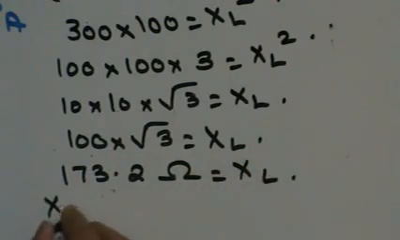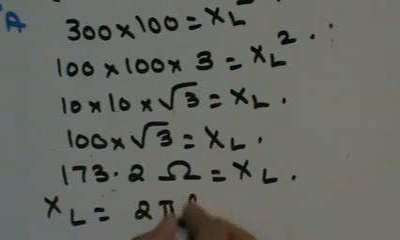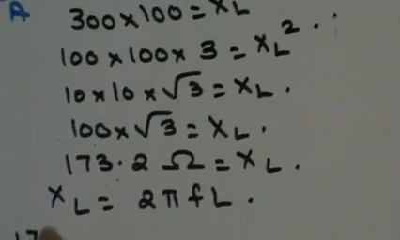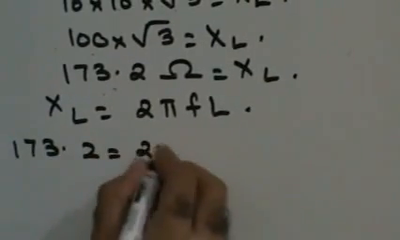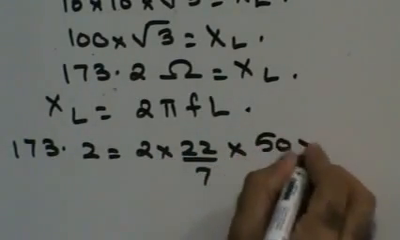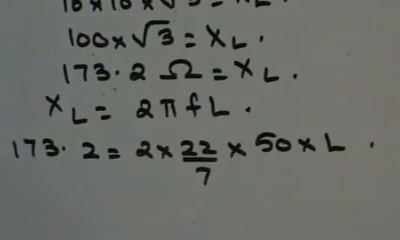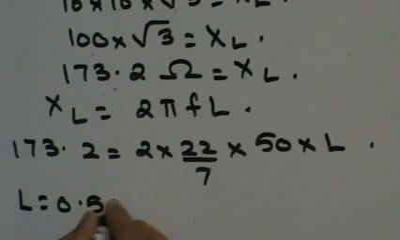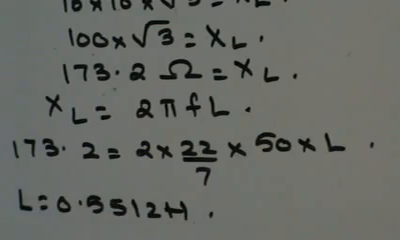Once I know XL, I can say XL is equal to 2 pi FL. 173.2 is equal to 2 pi FL. L is the only unknown in this equation. When you solve this, you should get the answer of inductance as 0.5512 Henry. Next, take down next one please.